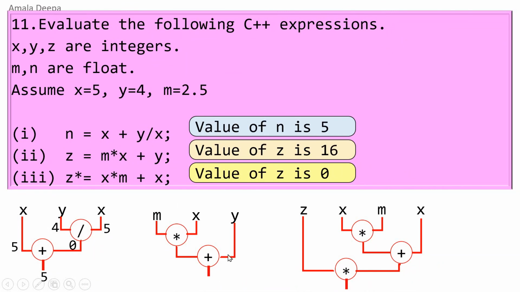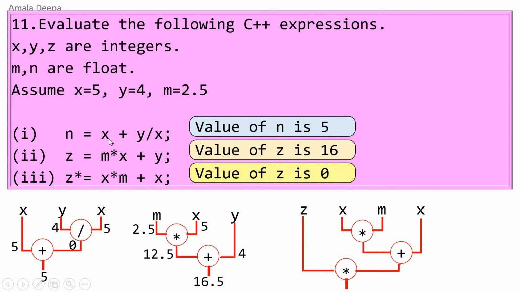Now come to the second expression. Value of m is 2.5, x is 5. 2.5 into 5, it is 12.5. And y is 4, 12.5 plus 4. The result is 16.5. The result of this expression, m into x plus y, is 16.5.